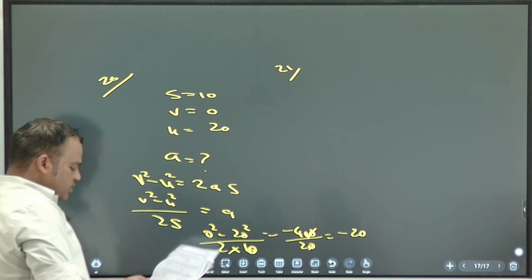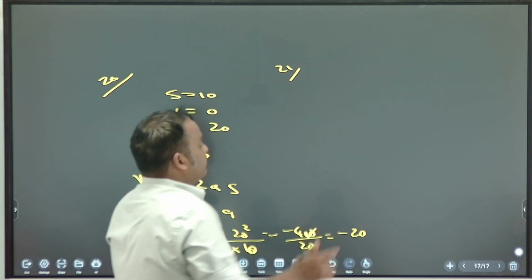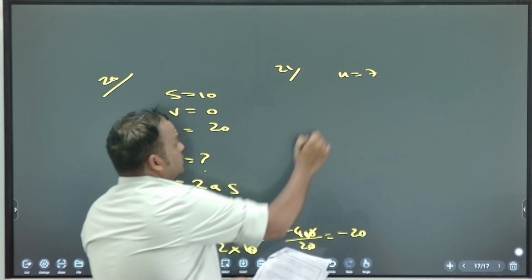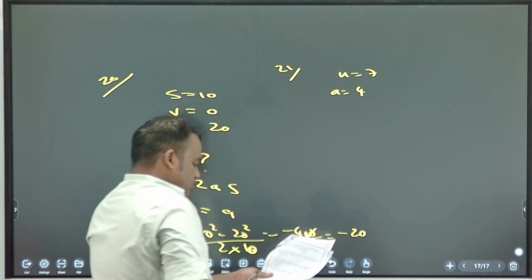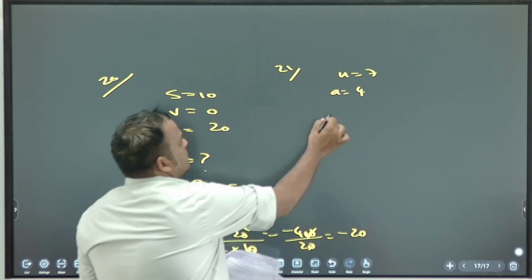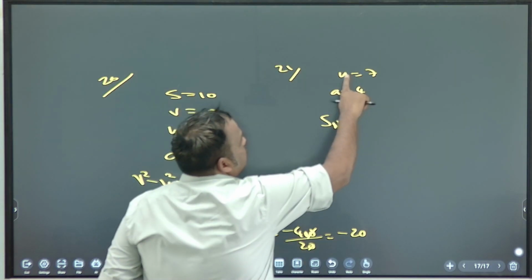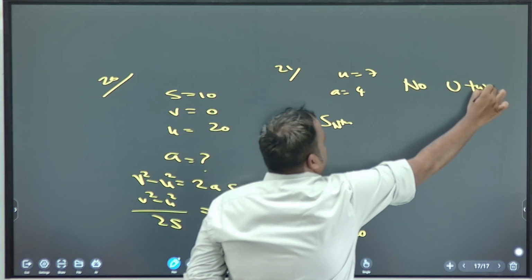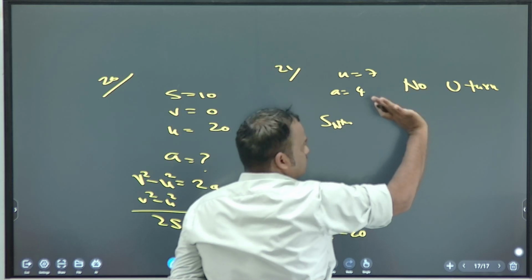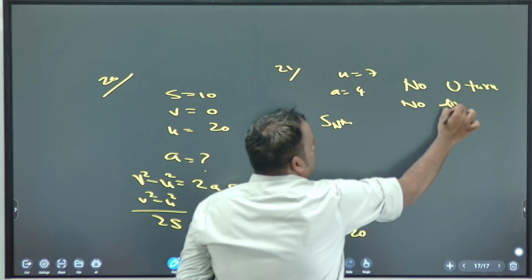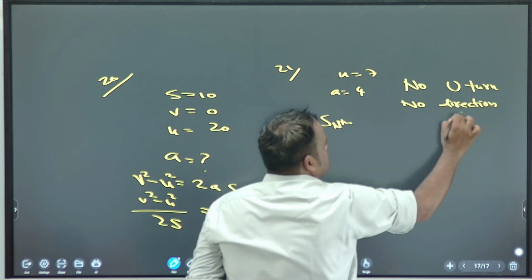Question 21. The initial velocity of a body moving along a straight line is 7. It has uniform acceleration 4. Find the distance covered by the body in the 5th second. So it is ascent, U is positive, A is positive, so there is no U-turn. No direction change.